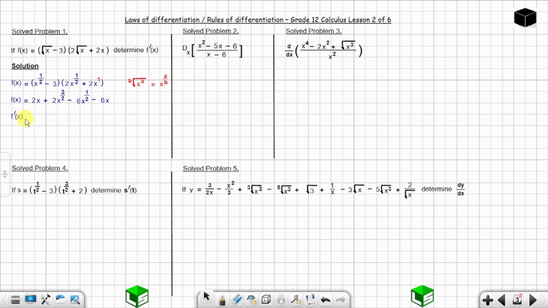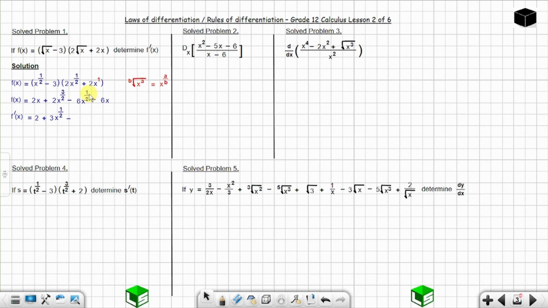F prime of x is equal to, this is 2. When you take the derivative, please go back to the previous slide. In the slide, I have explained how to take the derivative. So this is 2 when you take the derivative, plus you have 3 over 2, the exponent, times this coefficient, right? 3 over 2 times 2, which is 3, x to the power of this exponent. You subtract 1 from the exponent. So this is 1.5 minus 1, which is 0.5. And 0.5 is 1 over 2.